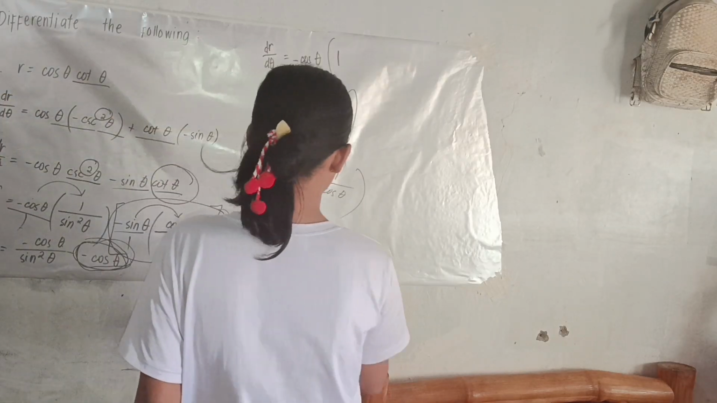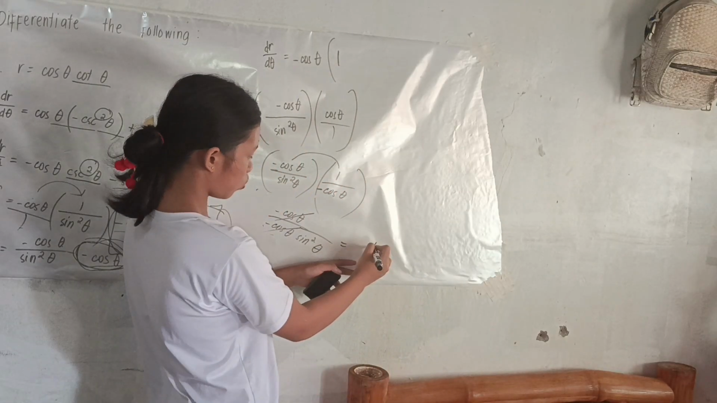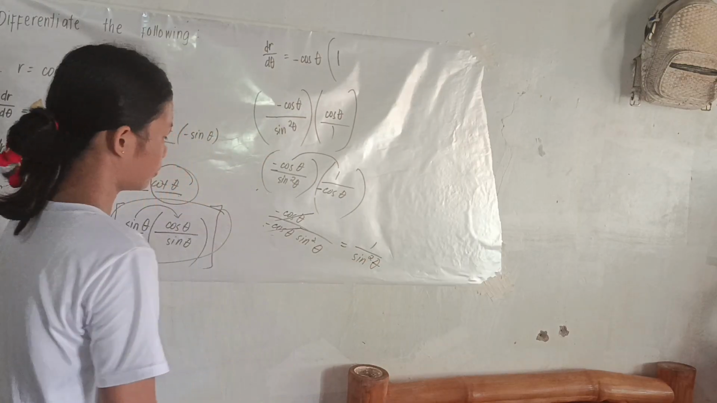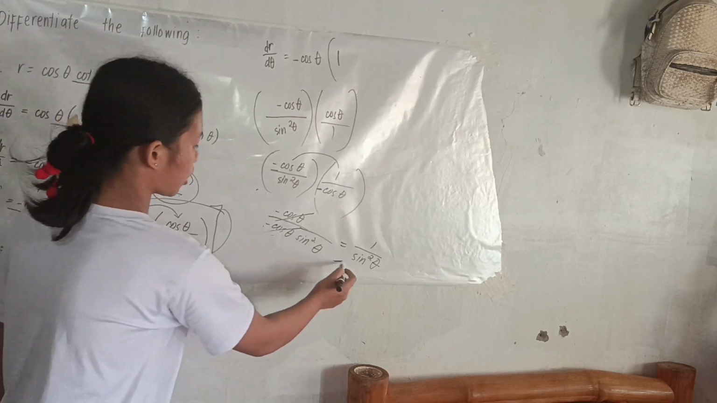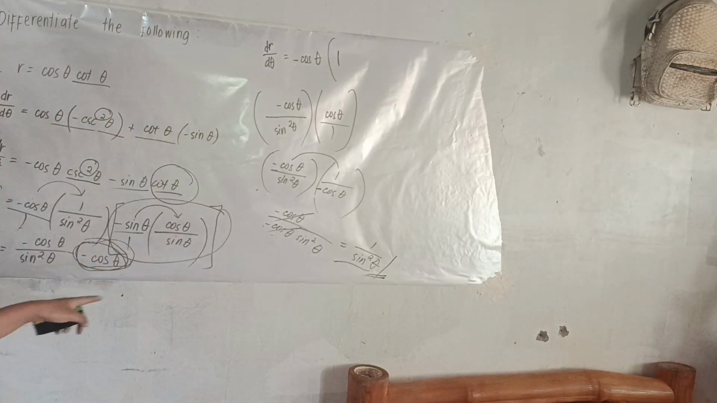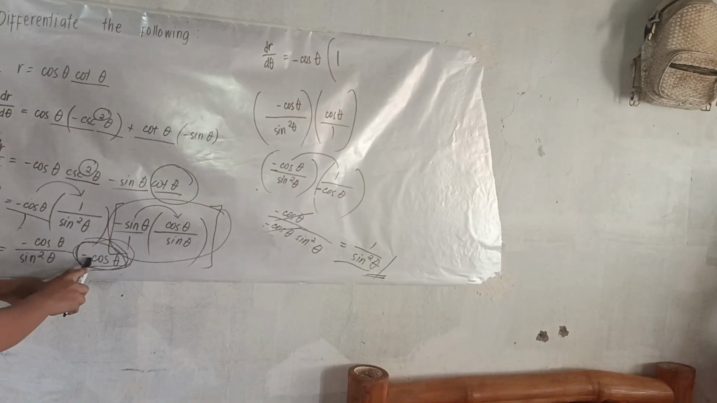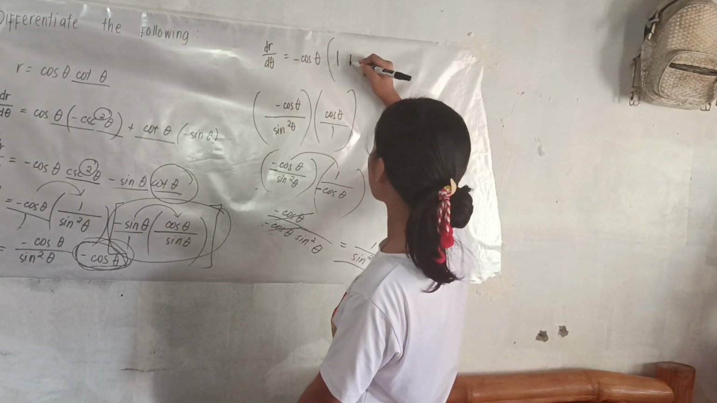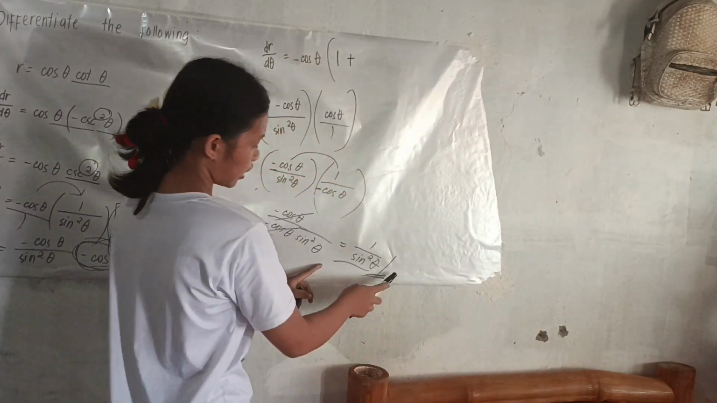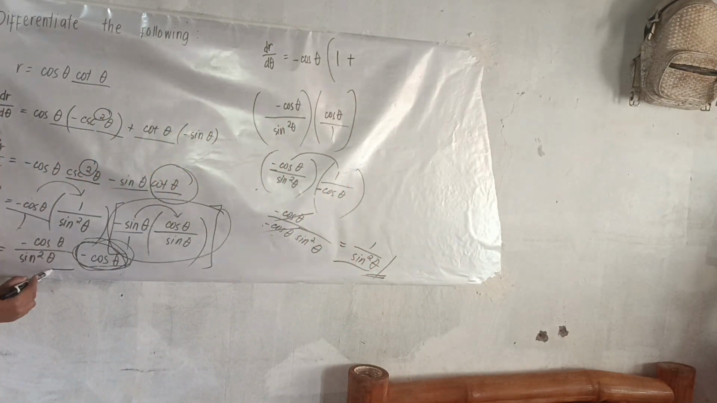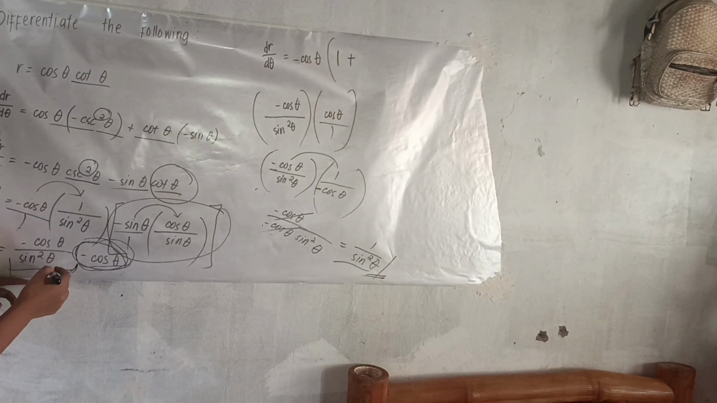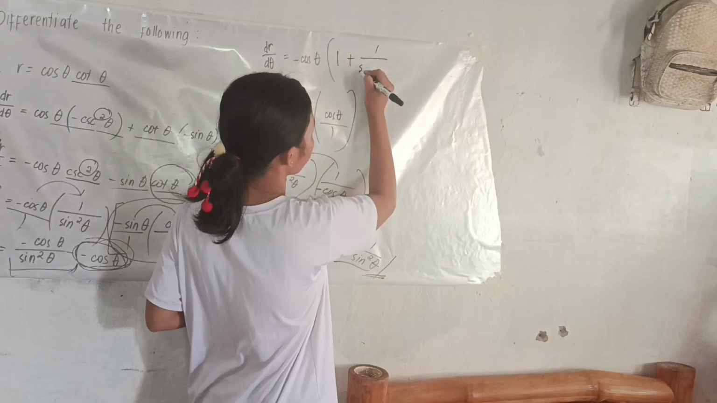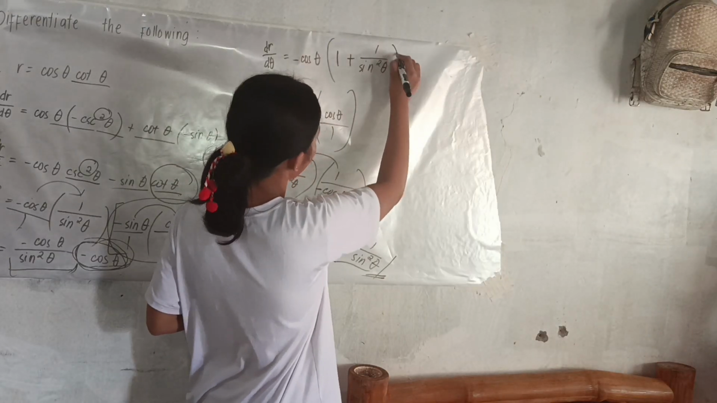So it becomes 1 all over sine squared theta. So we have simplified it. Factoring out negative cos theta, we get 1 plus 1 over sine squared theta.